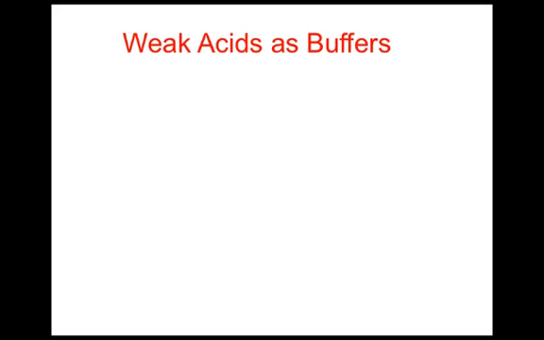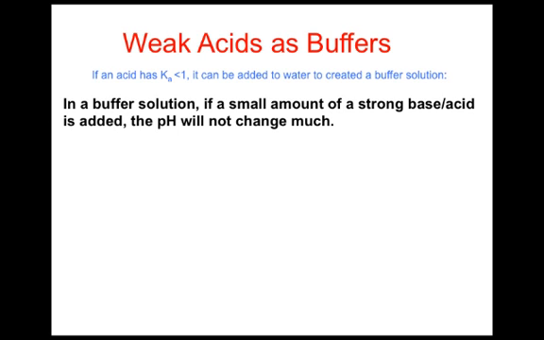Now we're going to talk about the basic idea of what a buffer is, and we're going to use the example of weak acids as buffers. You could also have weak bases as buffers, but we're just going to go through weak acids, and the same concept applies for weak bases. You just flip acid and base. This Ka has to be less than 1, the weak acid that is, to make a buffer solution.